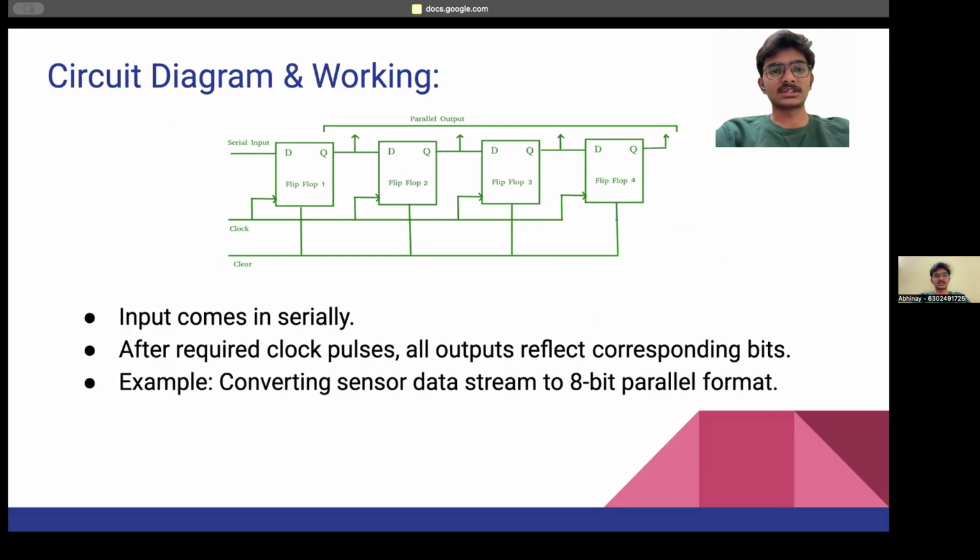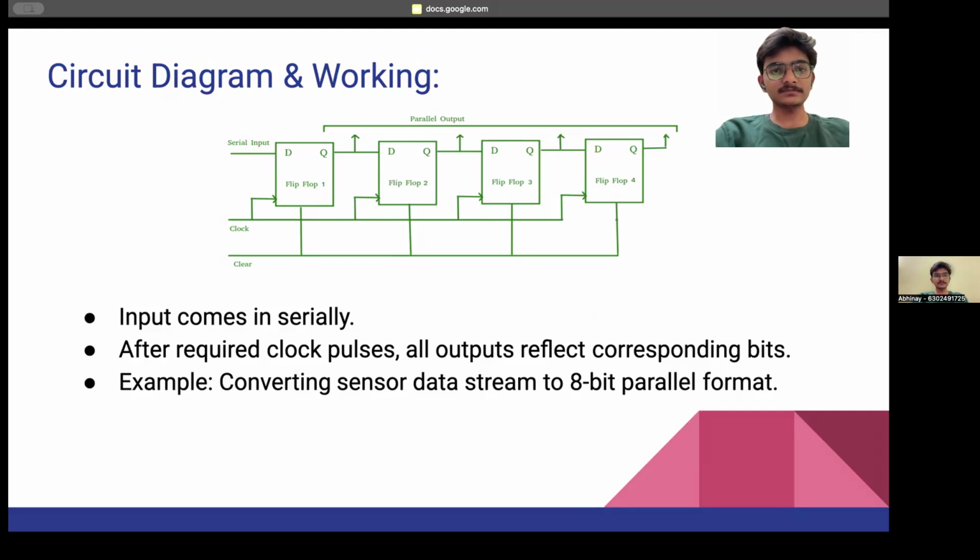Now, this is the circuit diagram of the serial in parallel out shift register, and below is the working of it. The working mainly includes that the input comes in serially, but the output will be parallel. After the required clock pulses, all outputs reflect the corresponding bits. So these are mainly used for converting a sensor data stream to 8-bit parallel format, etc.